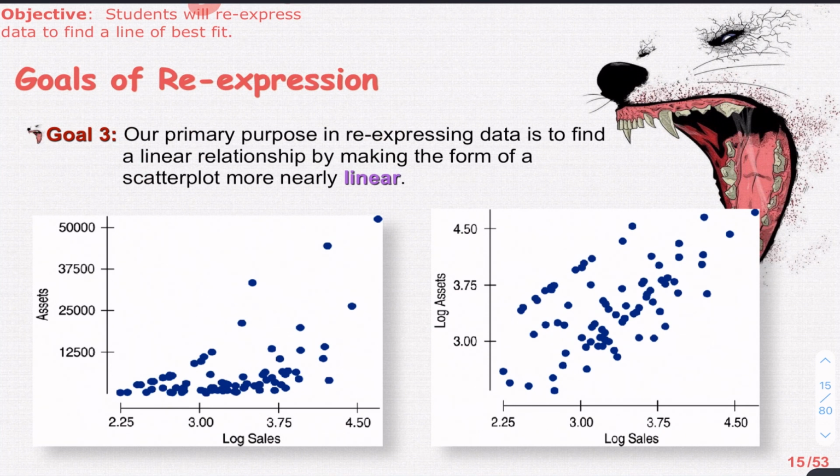Goal number 3, our primary purpose in re-expressing data is to find a linear relationship by making the form of a scatter plot more nearly linear. The goal in this basic statistics class is to linearize.